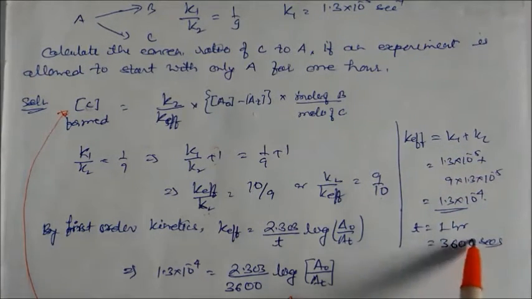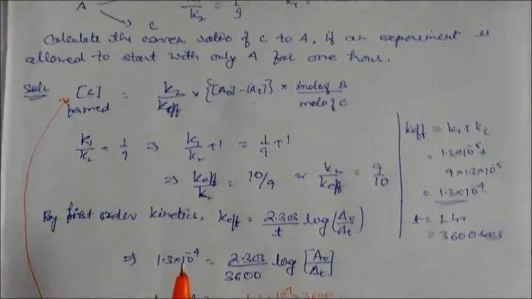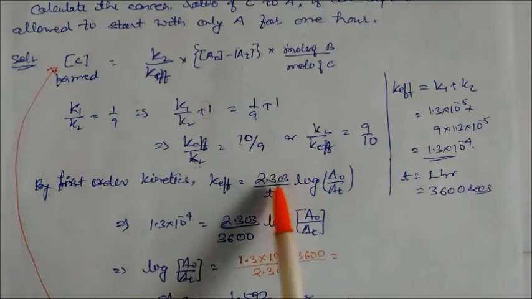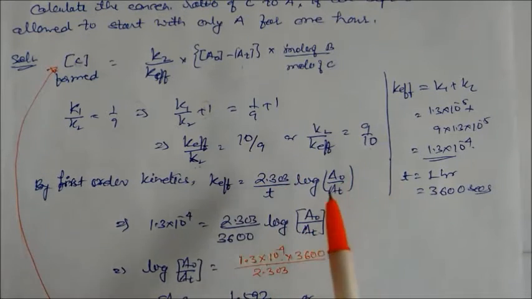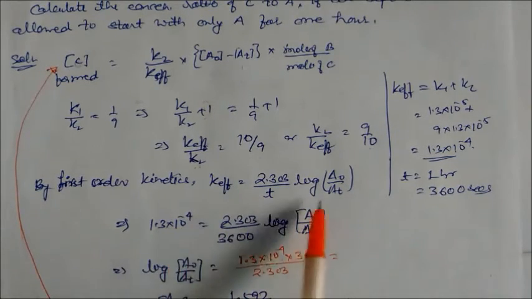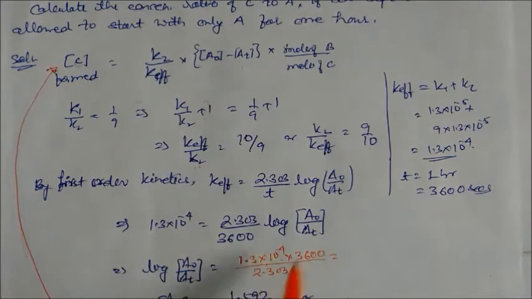And time is given as 1 hour, that is 3600 seconds. Since this follows first order kinetics, K effective will be 2.303 by t into log of A naught by A left. So substitute all these values. Time is also given, this is also given, so this is left, so log of this is nothing but this value.